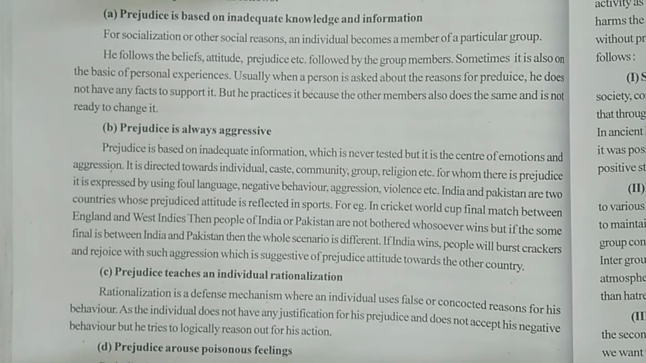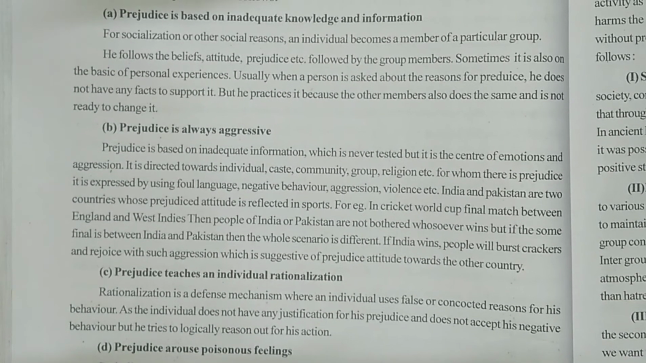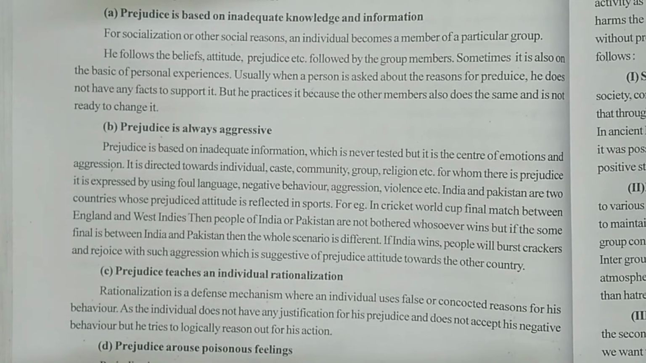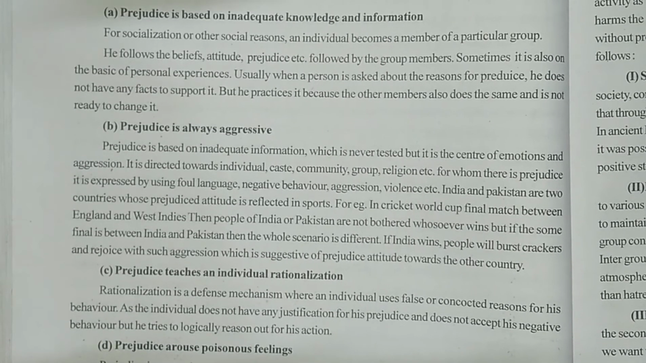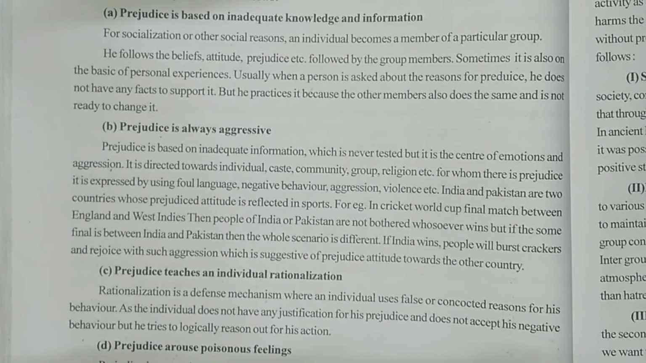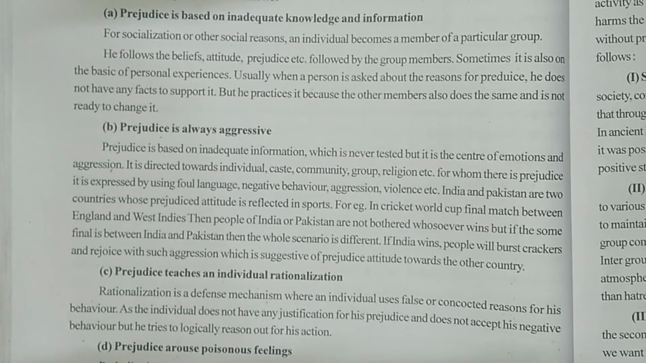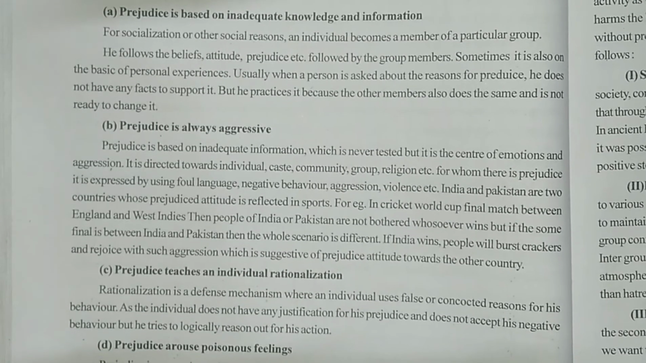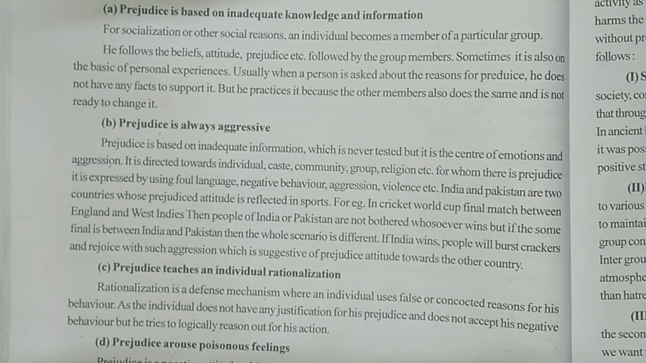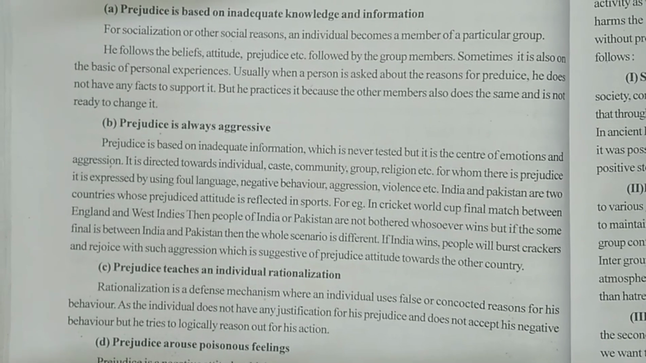India and Pakistan are two countries whose prejudiced attitude is reflected in sports. For example, in the cricket World Cup final match between England and West Indies, people of India or Pakistan are not bothered whoever wins. But if the final is between India and Pakistan, then the whole scenario is different. If India wins, the people burst into cackles and rejoice with such aggression, which is suggestive of a prejudiced attitude towards the other country.